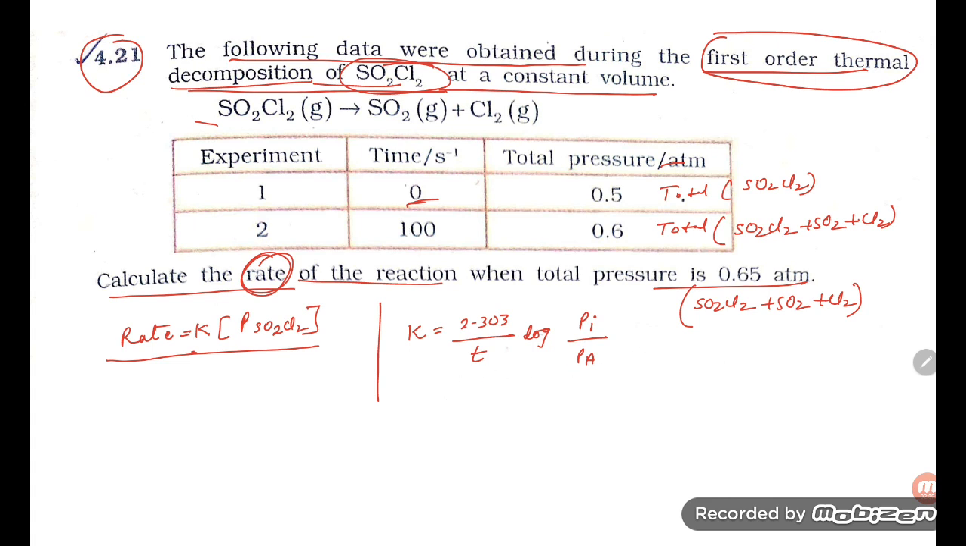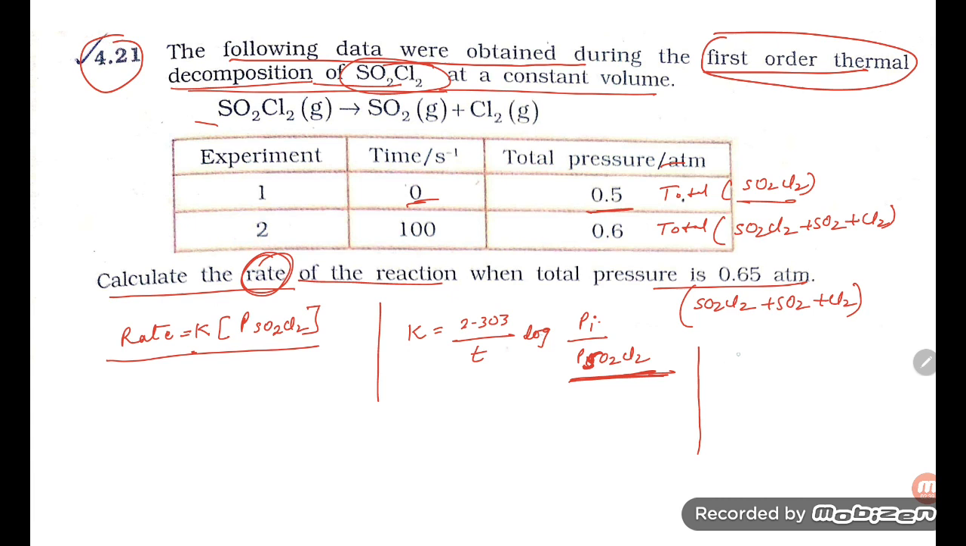Okay, so students, initial is given, 0.5, but what does PA mean, students? PA means SO2Cl2. What is required here is P of SO2Cl2. The initial, as I already told you, is SO2Cl2 initial. So how can you find this one? Let's do the rough work here, students.